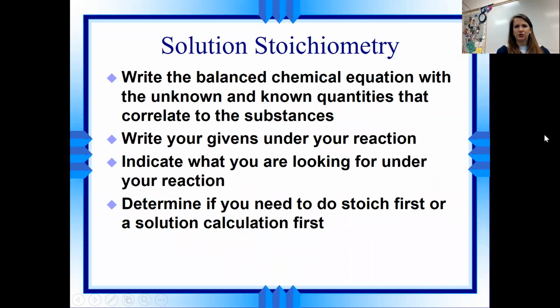So when we're doing our solution stoichiometry, of course, you're going to want to start with a balanced chemical reaction. I always recommend writing your given information underneath your reaction so that way you can keep track of what information you have and what you can do with that information, okay? It just helps to organize your thoughts and see what you can do first, because you really have to figure out, what do I have enough of and what can I figure out from what I already have, okay?